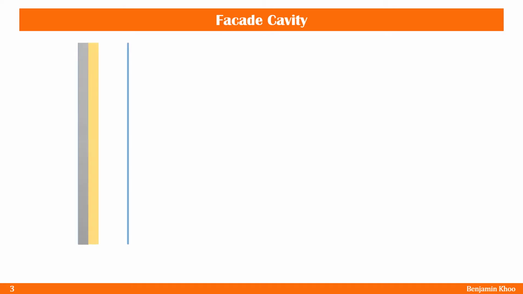While there are many different designs for building facade cavity, the basic build-up consists of a wall, insulation, cladding, and a cavity. The purpose of this cavity is often to allow ventilation to remove moisture in the system. This will prolong the lifespan of the facade.